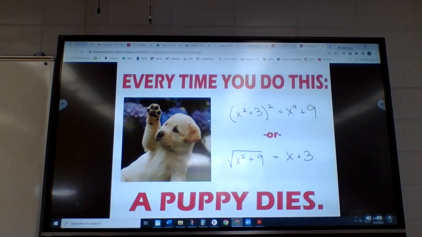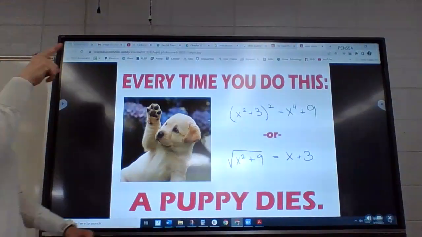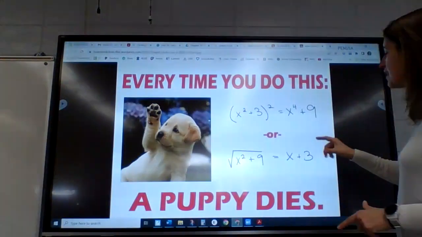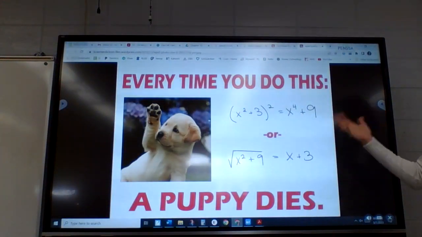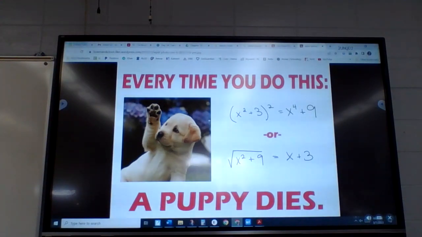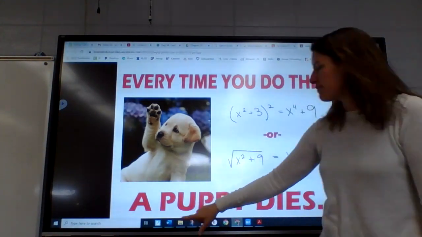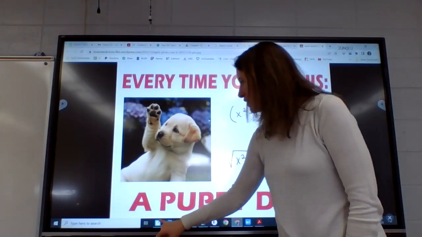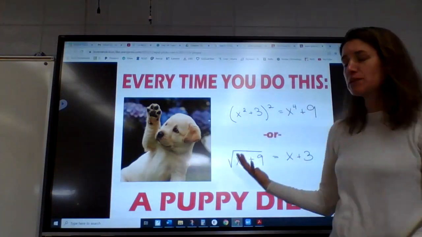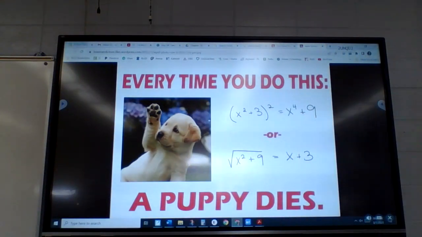So, if you did this incorrectly, so if you just distributed that power in, rather than multiplying it twice, we call this the dead puppy theorem. We don't want to kill a puppy. It's horrible because I'm a dog lover. But when you distribute that power, and that's what you chose to do, it's supposed to be a joke. So it's trying to remind you guys not to do that wrong.